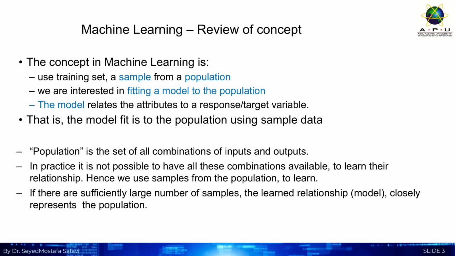We're interested in the entire population. Think of this as the universe of all possible data. But since we can't possibly collect every single data point in that universe, we rely on a training set, which is a smaller representative sample. We use this sample to build a model, which is essentially a mathematical equation that learns the relationships between the inputs, attributes, and the output, target variable. If your sample is large and diverse enough, the model you create will be a very close representation of the entire population, allowing for accurate predictions.